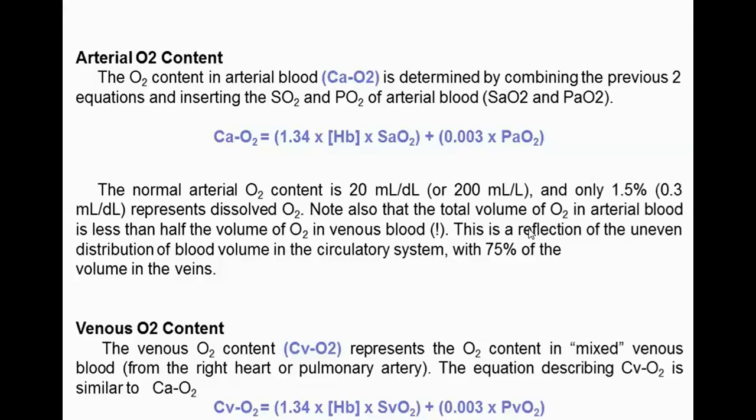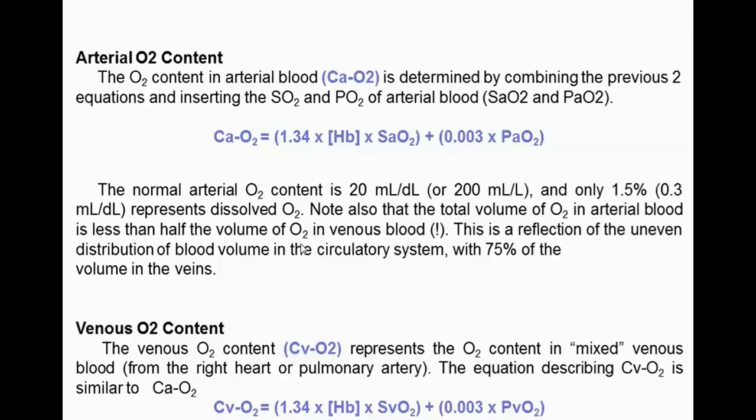So the hemoglobin content in the venous blood: the venous reservoir is a capacitant, and it contains about 75% of our blood in the veins. So the total amount of oxygen will be in the veins, although the saturation and functioning will be in the artery. With 75% of the volume of the blood in the veins, the total volume of oxygen in the arterial will be less than half the volume of the oxygen in the venous blood.